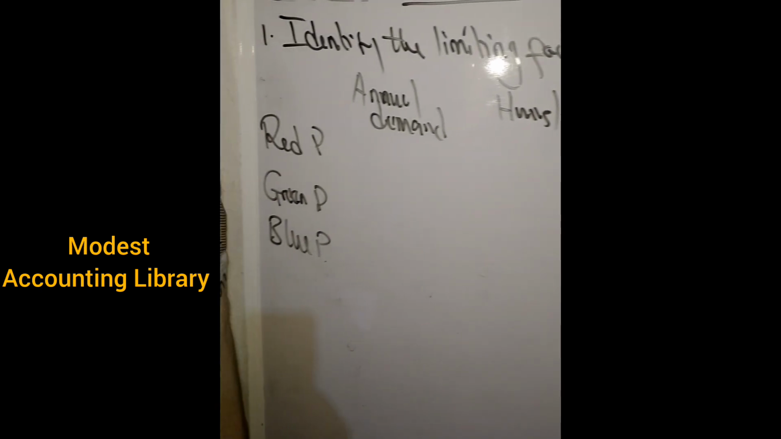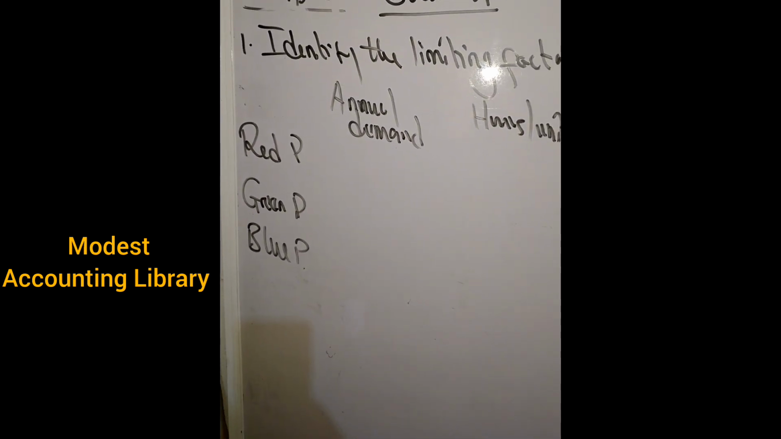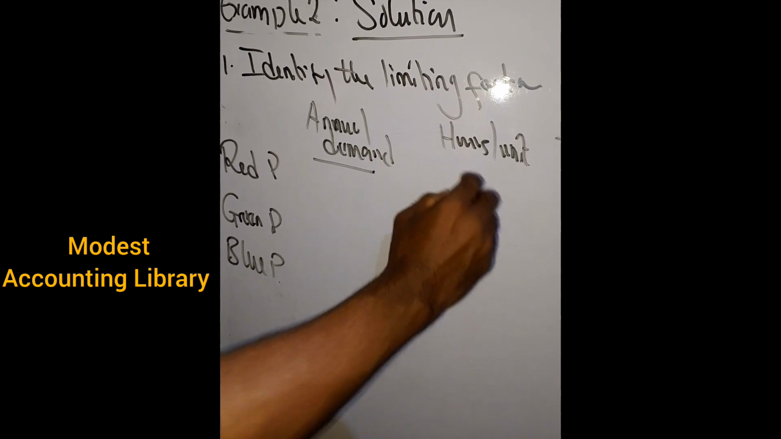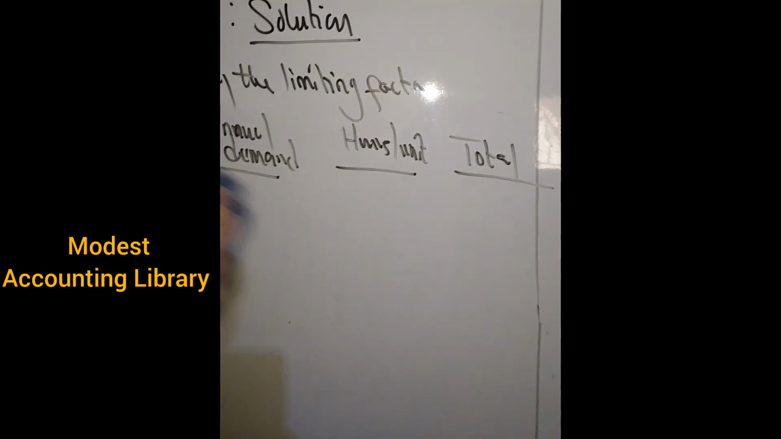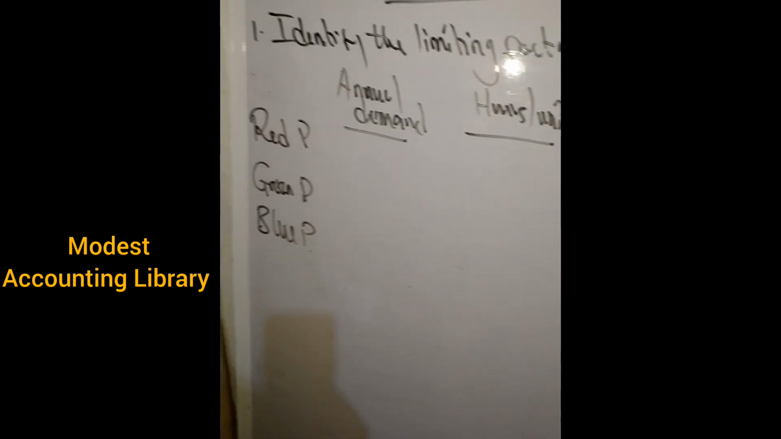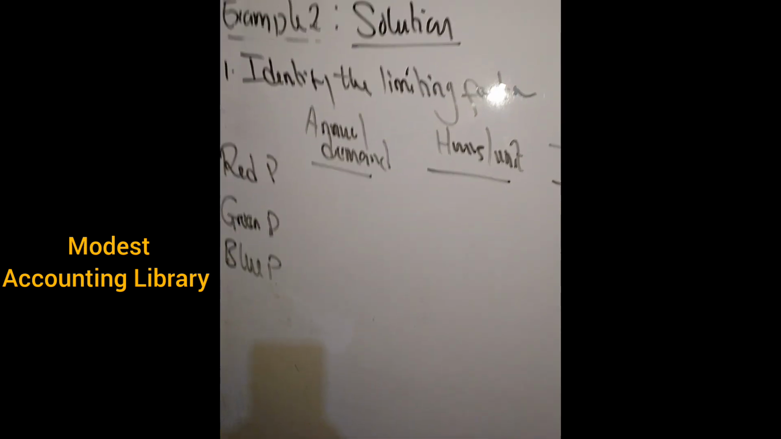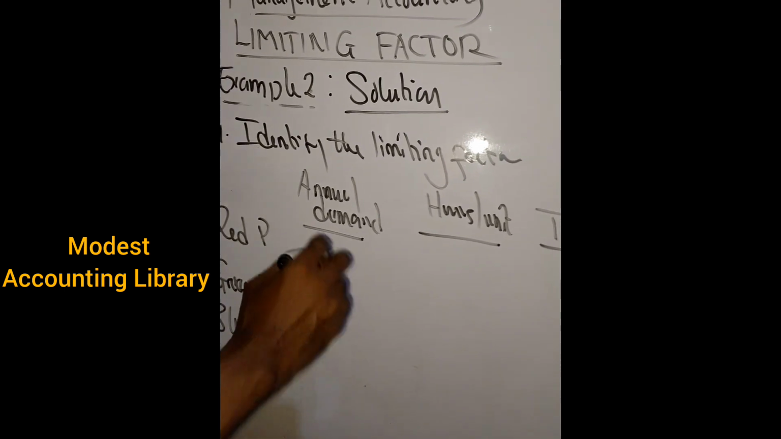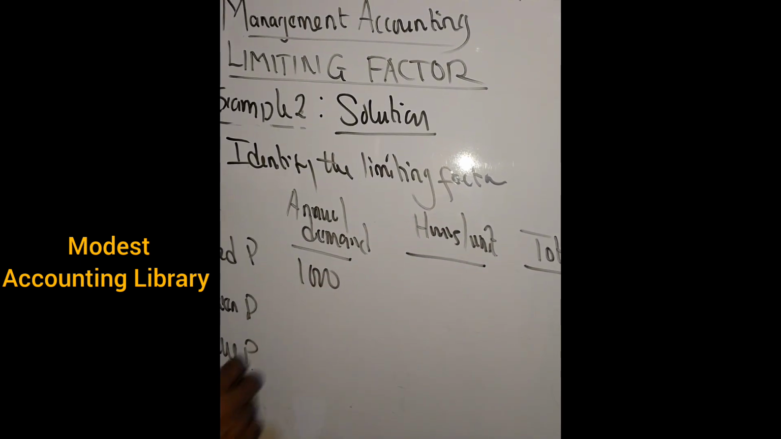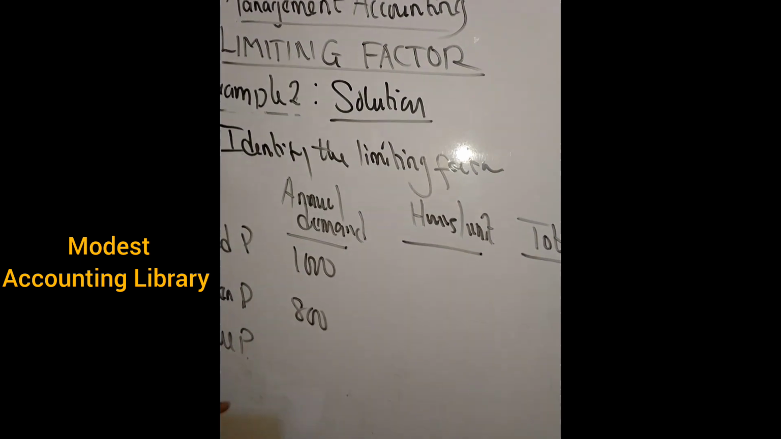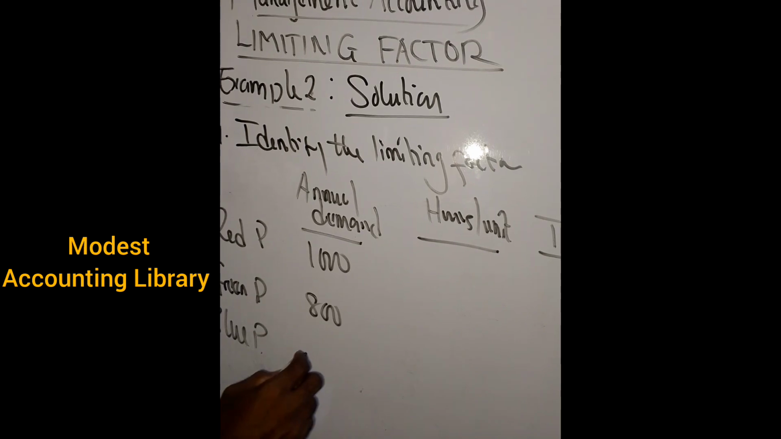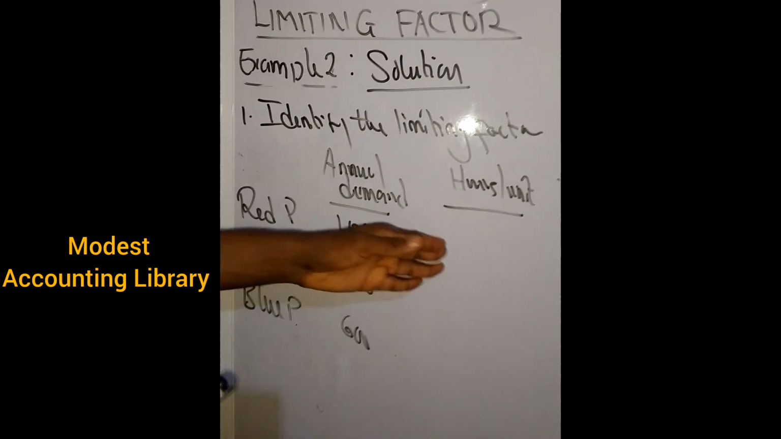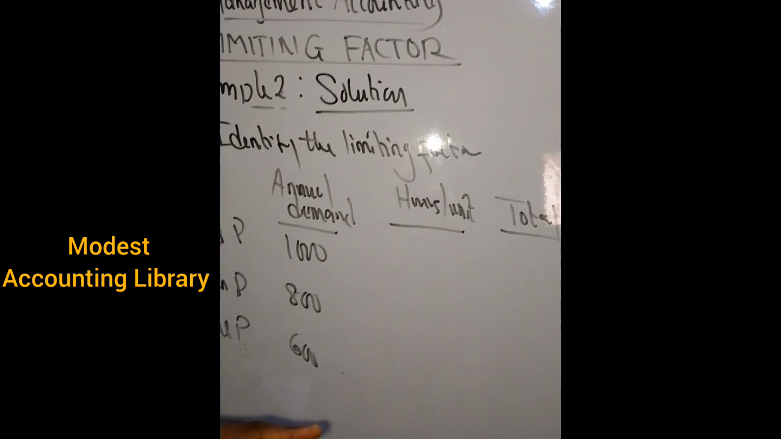Alright, so now from the question we want to extract the information we have been given. We have the annual demand, we have the hours per unit, and we'll multiply it to get the total. So what is the annual demand that we're given in the question? It told us that red P has 1,000, green P has 800, while blue P has 600.